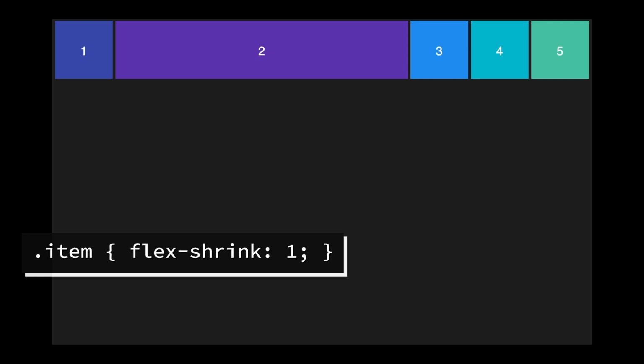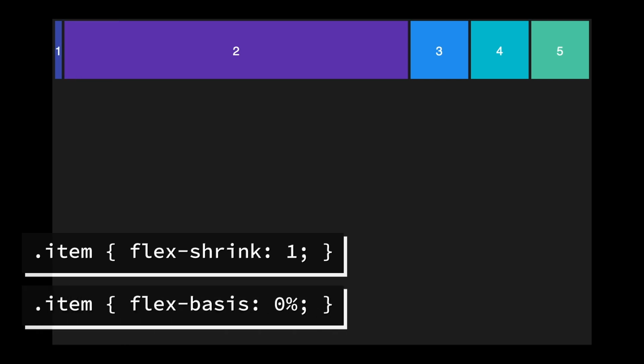And this is because the third property, flex basis, defaults to the width of an item, which I fixed to 90 pixels. To make flex shrink effective, I have to also change the flex basis to 0%. Now the first item takes no more space than absolutely necessary. Most often though, you will see the flex property used in a shorthand.